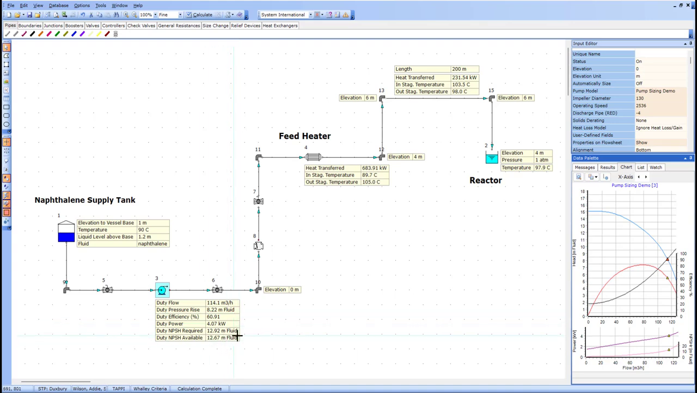NPSH available is 12.67 meters, now below the required 12.92 meters, placing the pump in cavitation territory. At the same time, efficiency falls to 60.91%, moving the pump well away from its best efficiency point. The lesson is that bigger isn't always better. Lower friction pushes the operating point to higher flow, where NPSH required increases and efficiency drops.